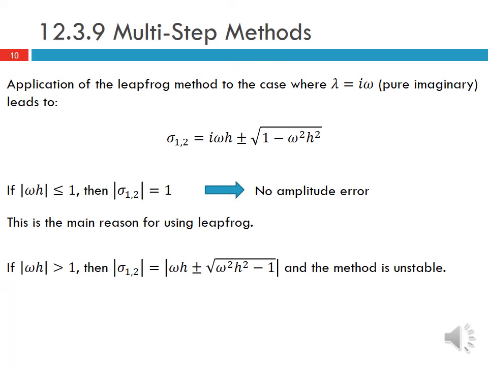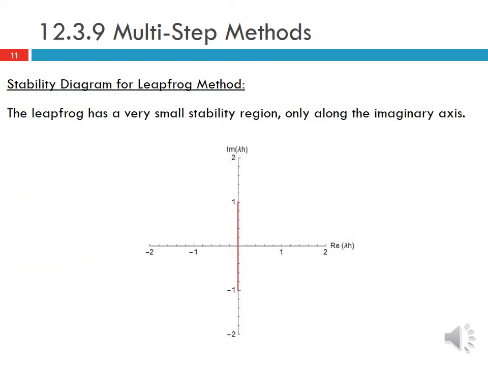If the magnitude of omega h is greater than 1, then the magnitude of sigma is, as shown here, greater than 1, and the method is unstable. So if this is bigger than 1, and this is bigger than 1, then this is going to be something positive, and so we will end up getting something that is unstable. So the leapfrog has a very small stability region, which is only along the imaginary axis. So just between these limits of plus and minus 1, only on the imaginary axis. So it has a very tiny stability region, so it tends to not be very useful, but it can work for purely oscillatory solutions.